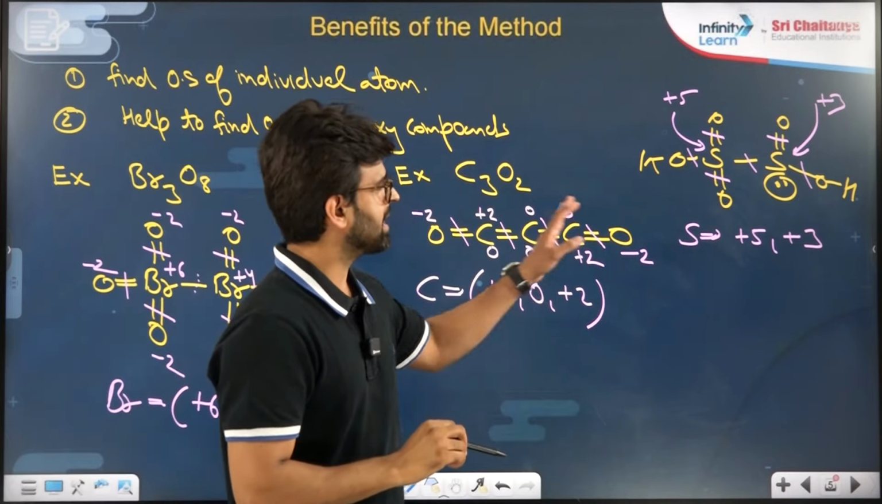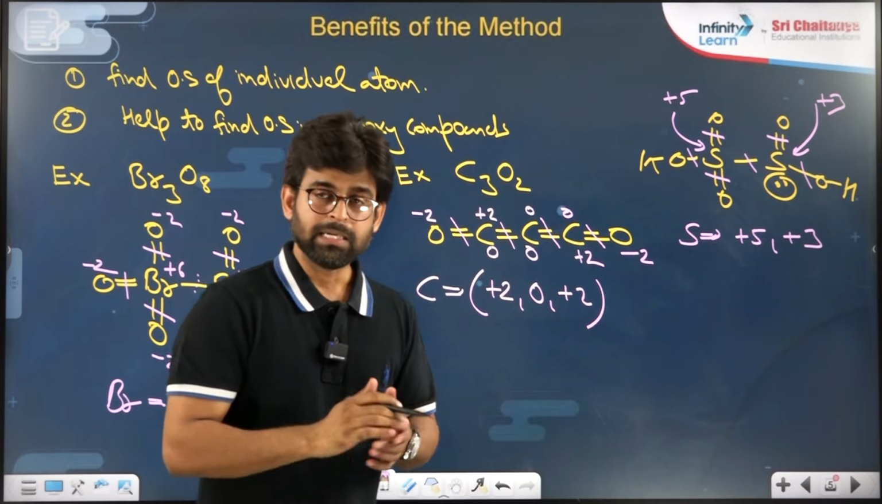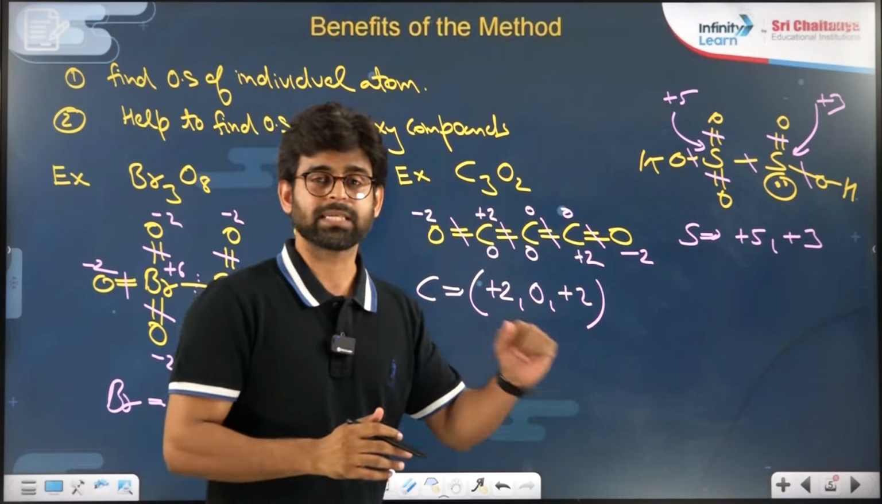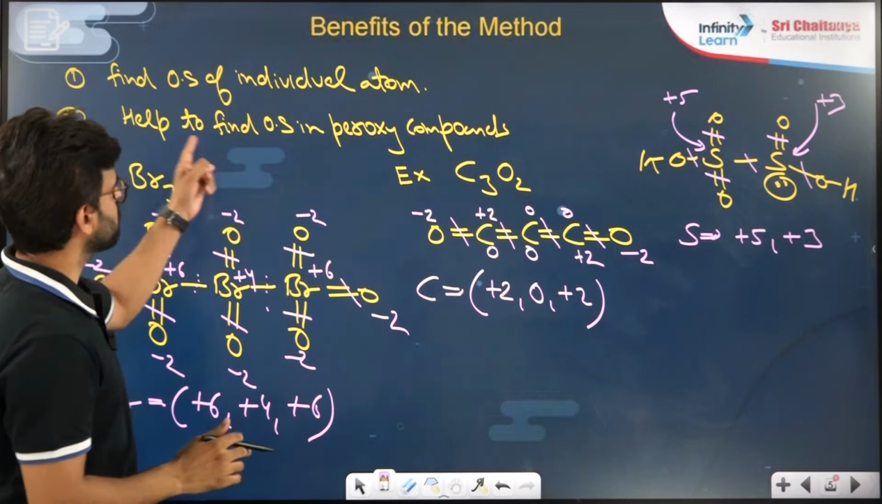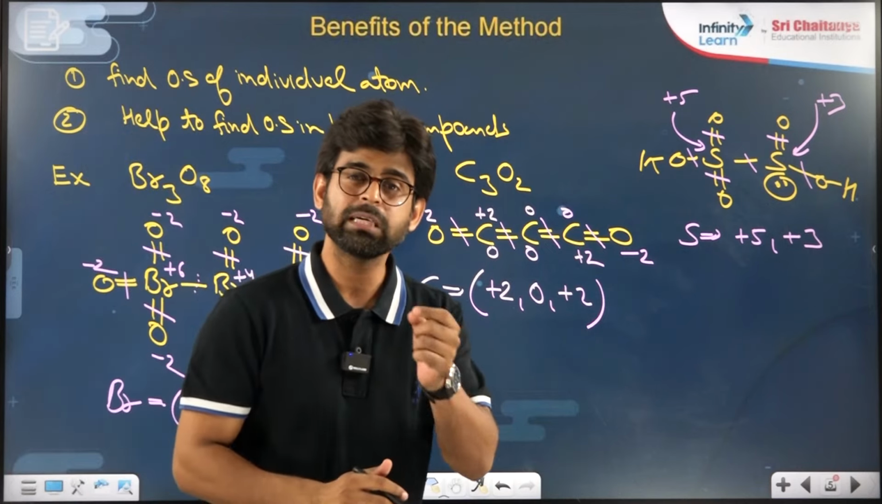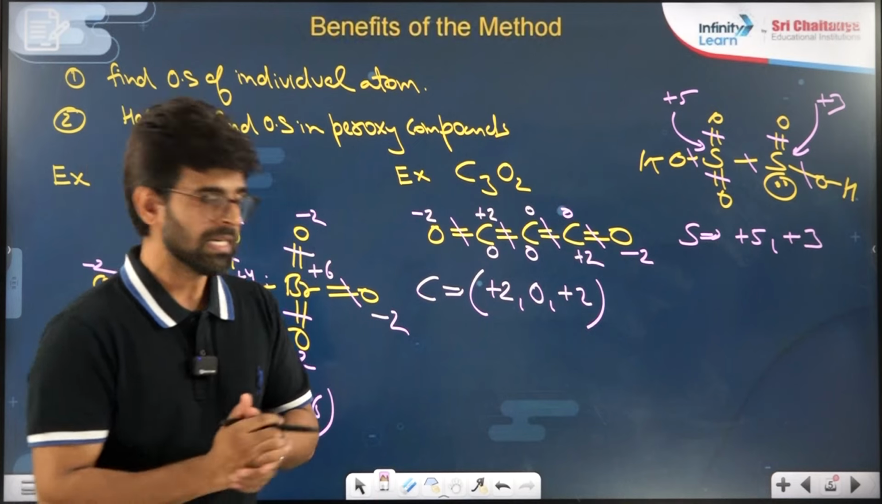Okay, so this way we can get the individual atom oxidation state. That is the first benefit. The other benefit of this concept of using structure is to find the oxidation state in cases where the formula will fail. The formula gives you a wrong answer, especially in peroxide questions. So we can see it better.